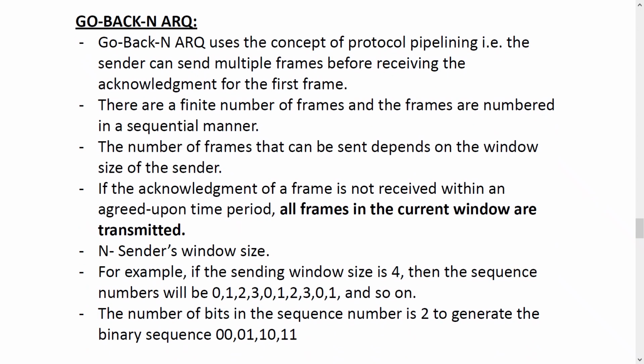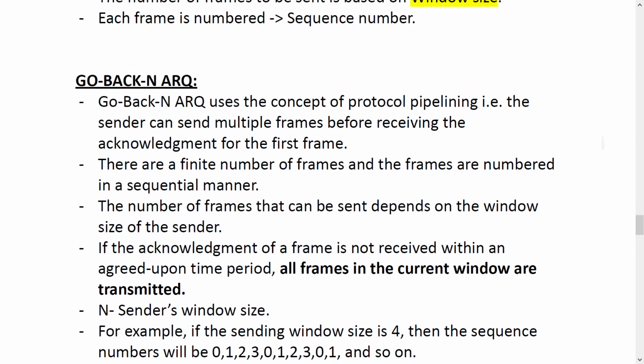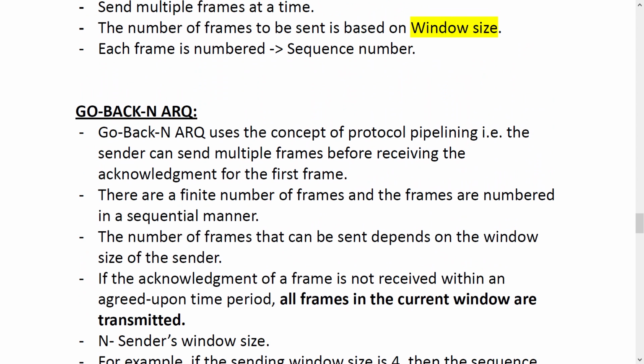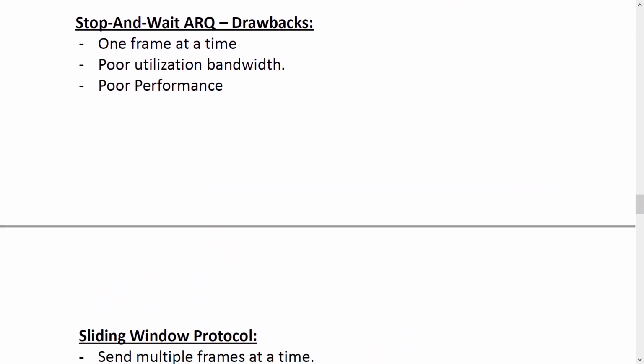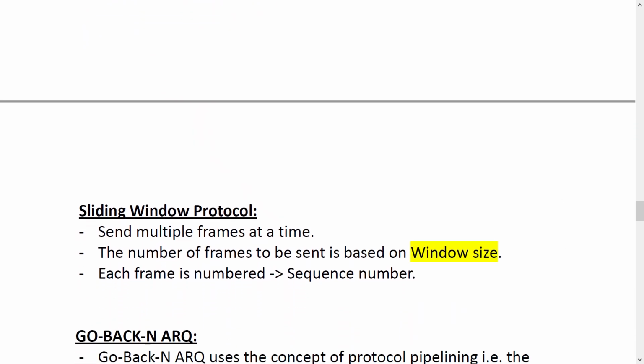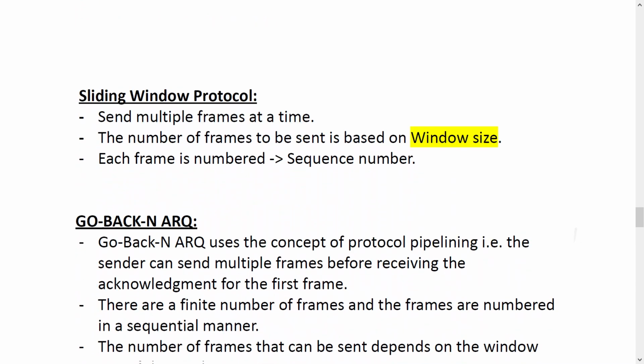So the Go-Back-N ARQ. What are the features and the properties of this protocol? We mentioned that this protocol is used in order to solve some of the problems that exist in Stop-and-Wait ARQ. One of the key problems in Stop-and-Wait ARQ is not good utilization of the available bandwidth, because it sends only one frame at a time. And therefore, its performance, especially the throughput performance, is not that good.